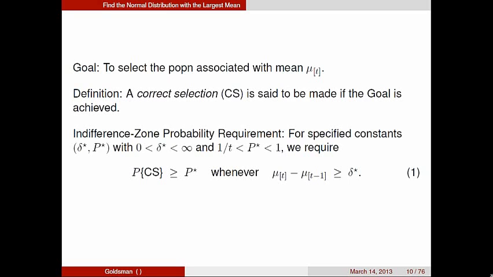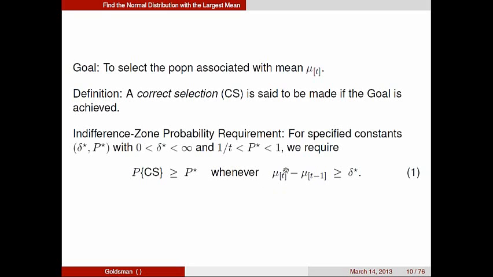I'm going to make that selection subject to the following requirement. This is called an indifferent zone probability requirement. I want to be correct. I want the probability of correct selection to be at least p star. I specify p star. It's like a confidence interval. Let's say I want to be correct 95% of the time. That's a good value for p star.